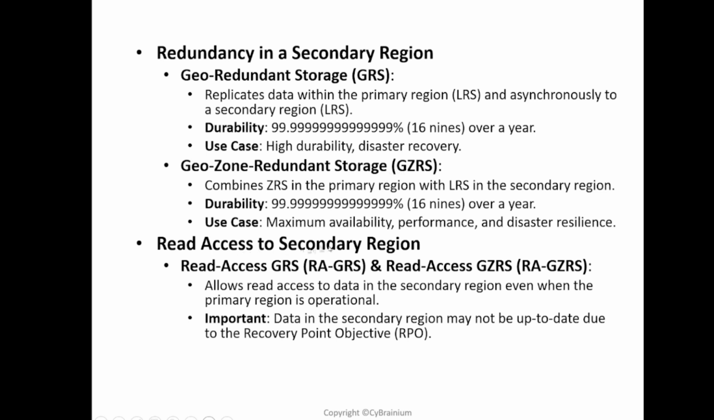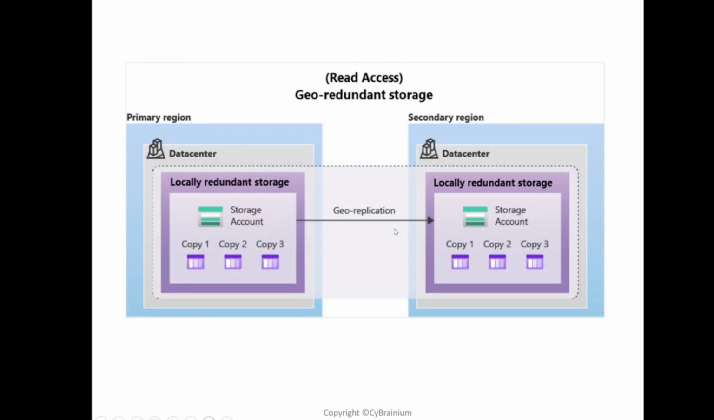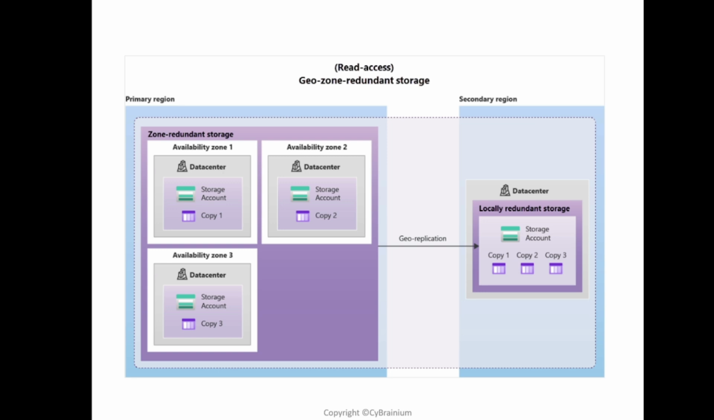Read access to the secondary region allows read access to data in the secondary region even when the primary region is operational. If we see read access geo-redundant storage, there are three copies which get replicated to another data center in the secondary region. This one is the primary, and this one is the secondary of read access geo-redundant storage.